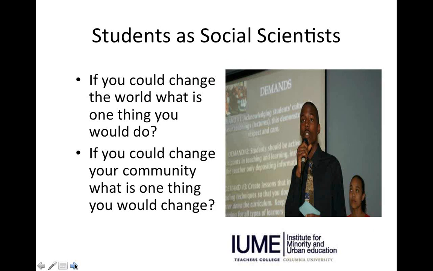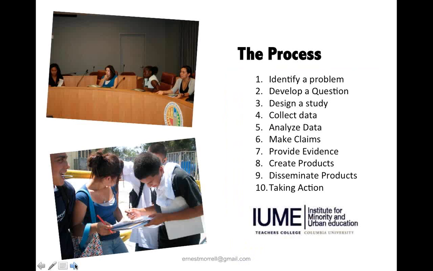We also have students doing research in their neighborhoods and communities and becoming social scientists, and we start with these key questions. If you could change the world, what's one thing you would do? If you could change your community, what's one thing you would change? We create this process that starts with identifying a problem, moves to designing a study, collecting data, and then creating products and disseminating products and taking action.